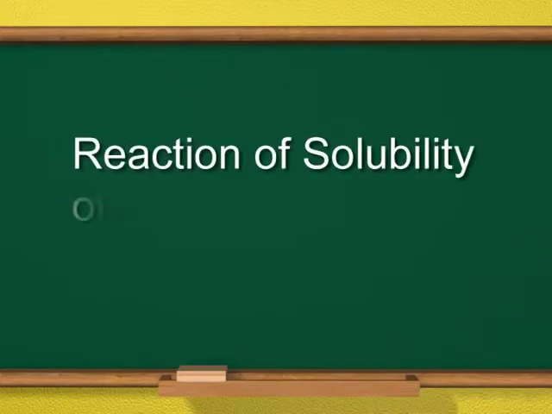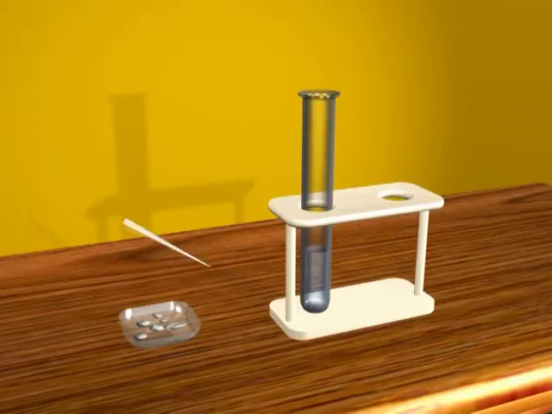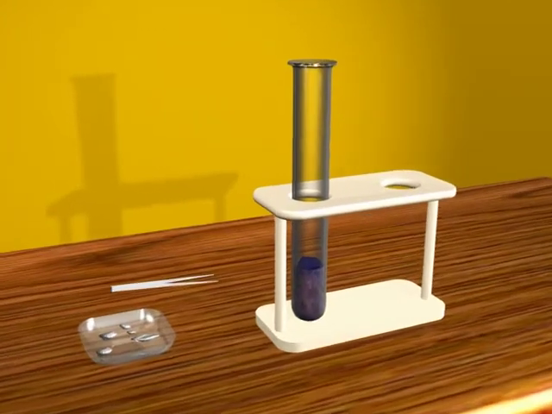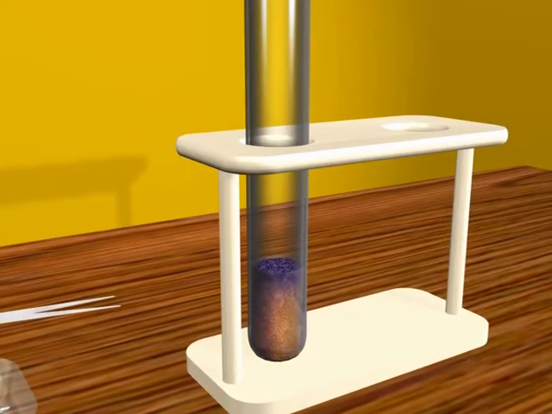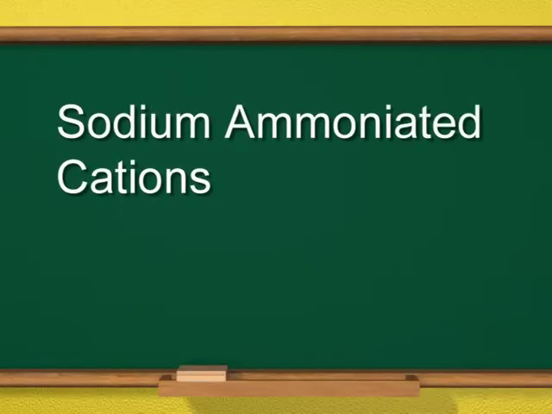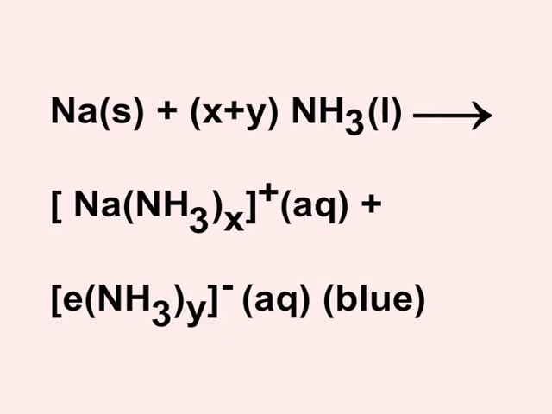Solubility of alkali metals in liquid ammonia. Now tell me what happens when sodium metal is added to liquid ammonia. Sodium dissolves in liquid ammonia to give a deep blue solution of sodium ammoniated cations and ammoniated electrons. Have a look at the reaction shown on the screen. The solvated electrons give the blue color to the solution.